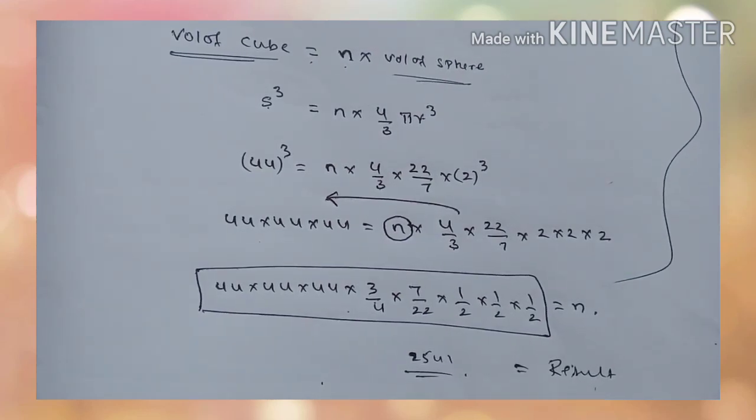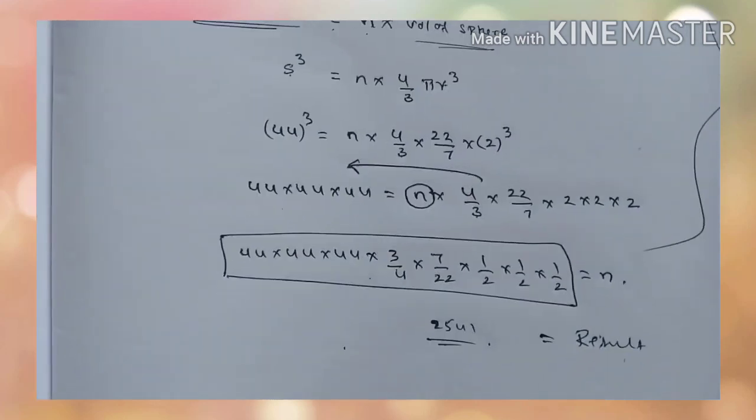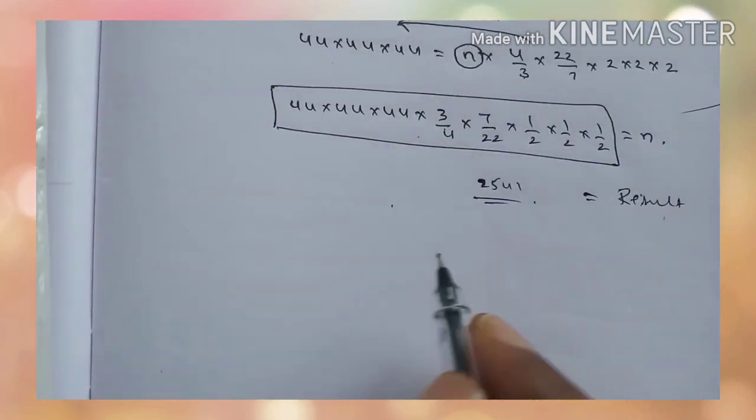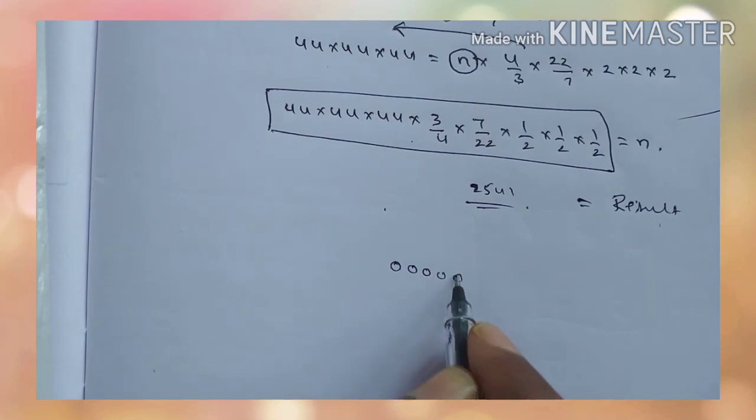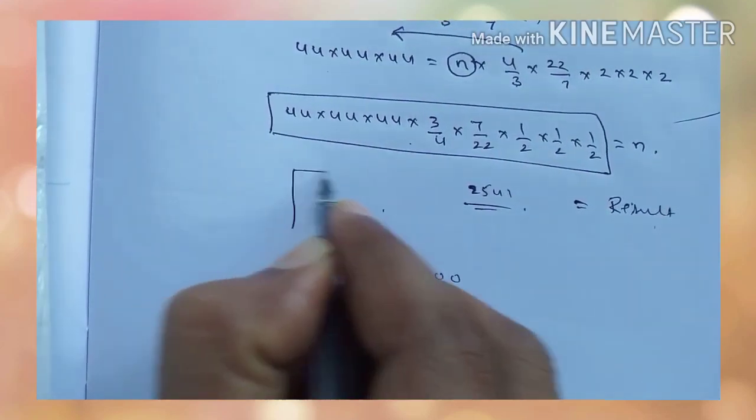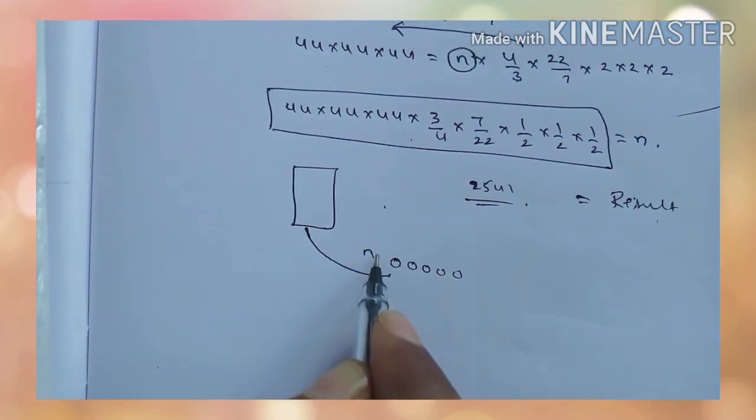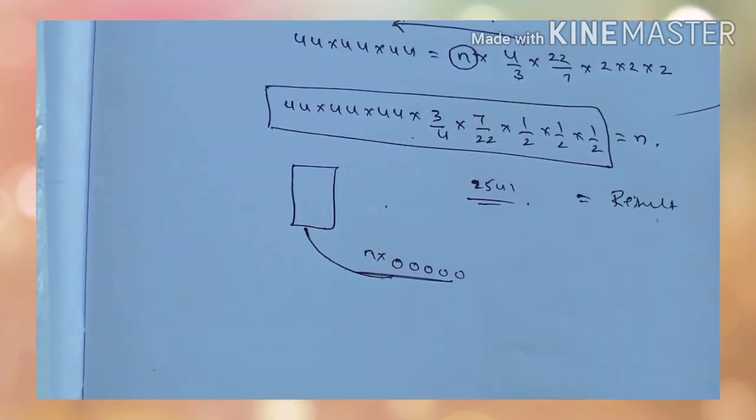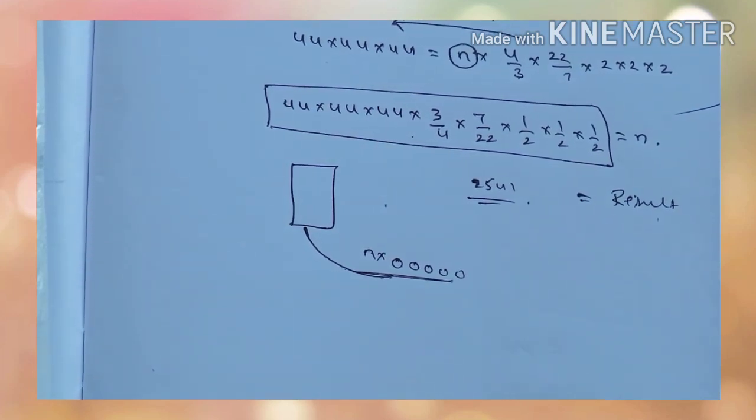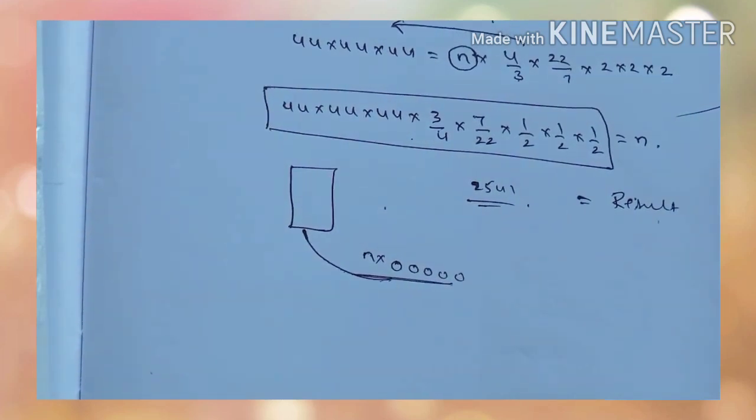Okay, I will discuss the next problem. Do you understand the main logic? Not only in this problem, in any problem where smaller objects are formed from a big object, we have to follow this: big volume is equal to n into smaller volumes. That is the condition. Based on this, let's discuss one more problem, then you will be able to understand.